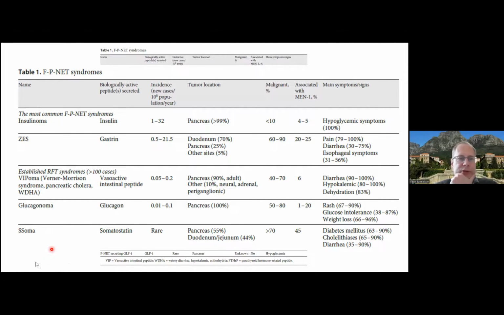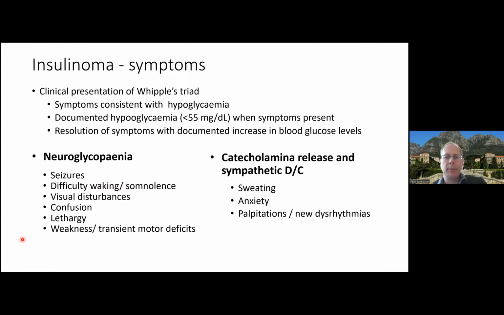All right, so this is what we've just been through. So I think we can move through that. The next couple of slides just rehash what I've just said. Just as we mentioned, Whipple's triad: symptoms of hypoglycemia, documented hypoglycemia, and resolution of the symptoms when you provide therapy to increase the glucose levels. And you can divide your symptoms into neuroglycopenic symptoms and those associated with catecholamine release.